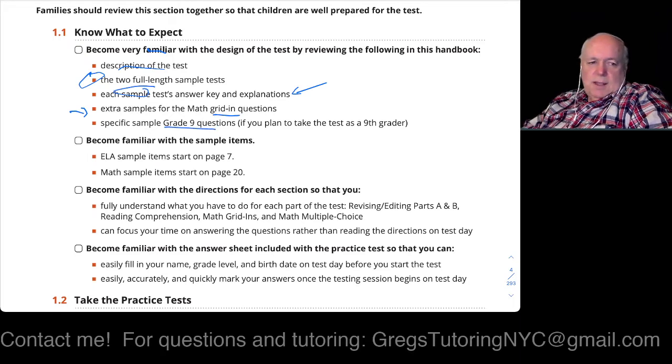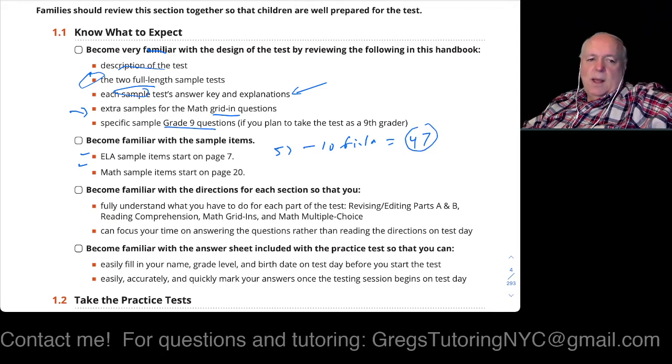Then they give you the ELA and math. There are 57 questions in each section. 10 of them are field questions, which is no longer documented, which means you get scored on 47 questions. So there's kind of a wildcard in the whole thing as well. Be familiar with the directions. We're going to talk about that a bit right now.